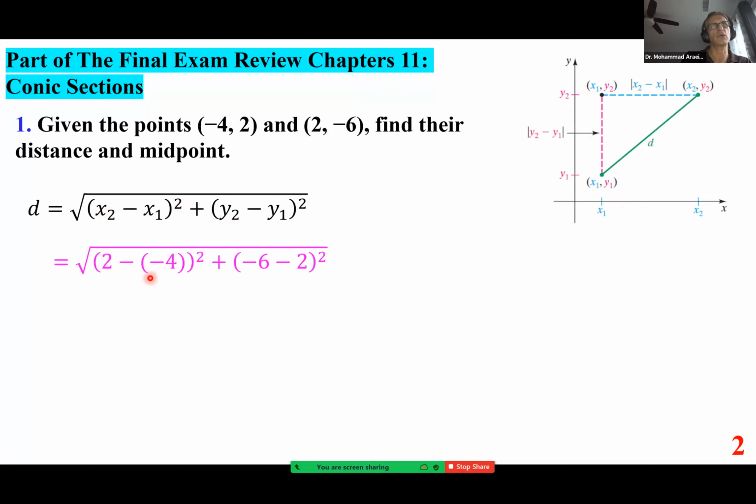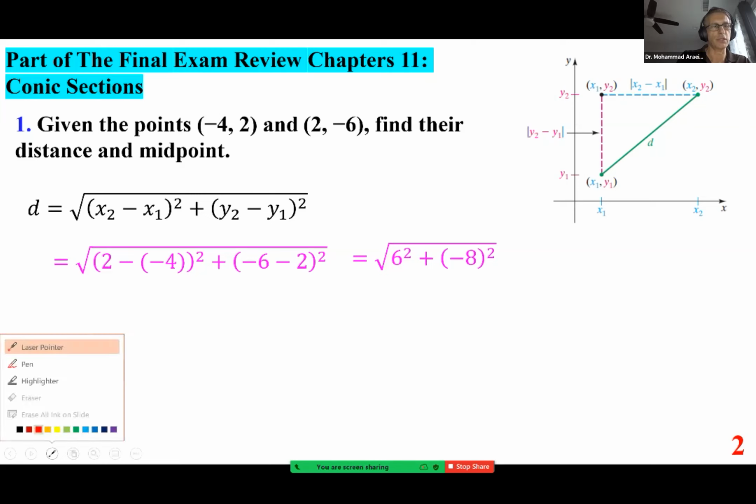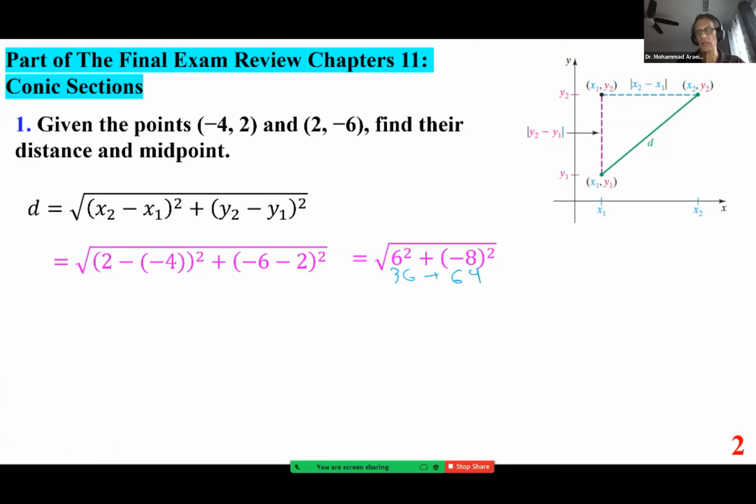And so we are going to simply plug in. As we do that, 2 minus -4 makes it +4, so this is 6 squared. -6 minus 2 is -8 quantity squared. This becomes 36 plus 64, square root of 100, and the answer is 10.